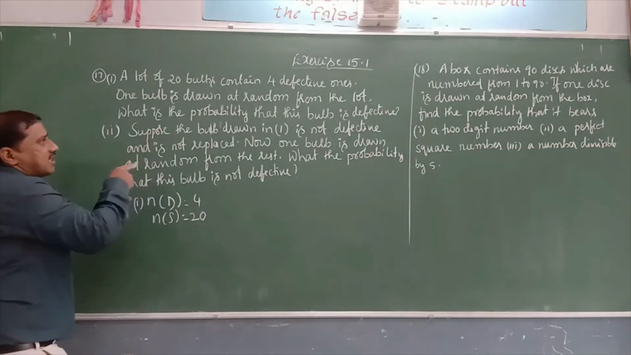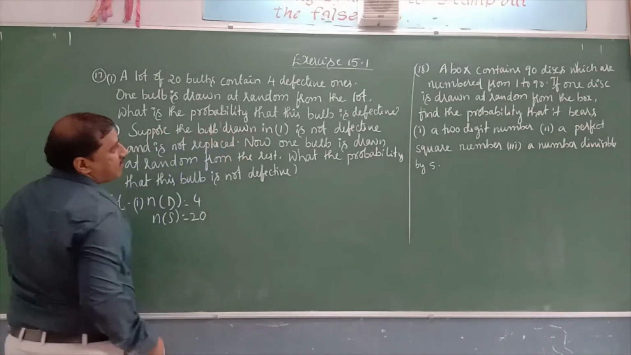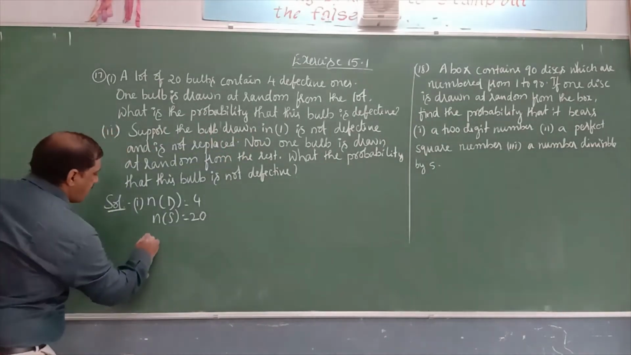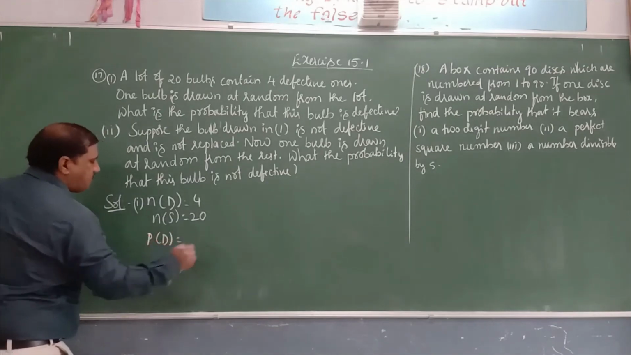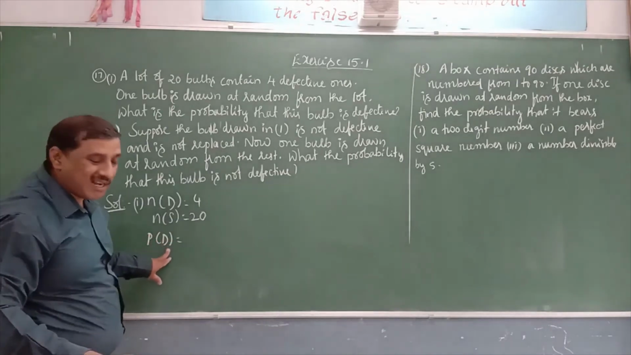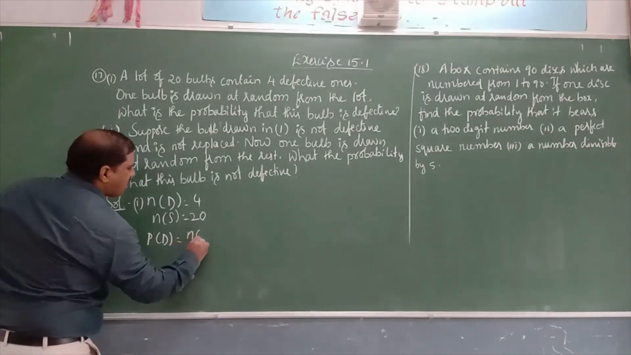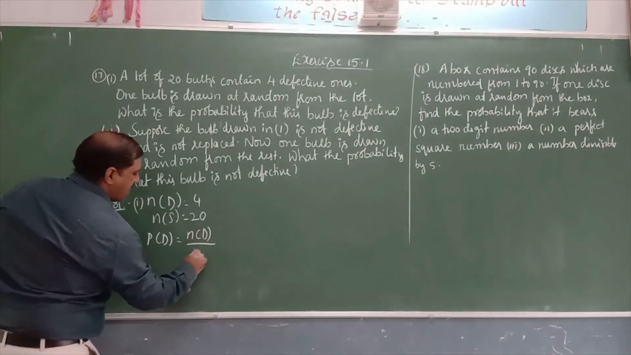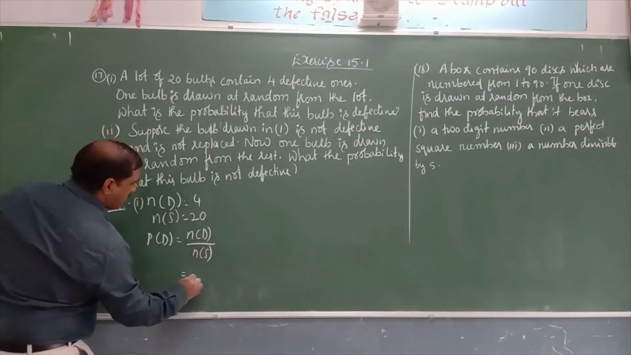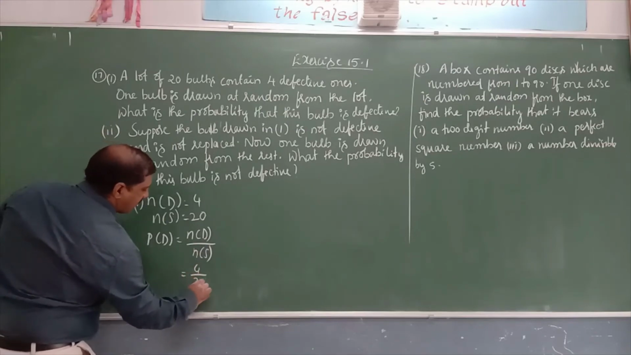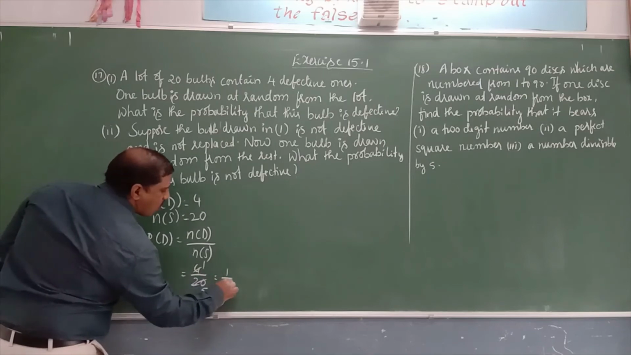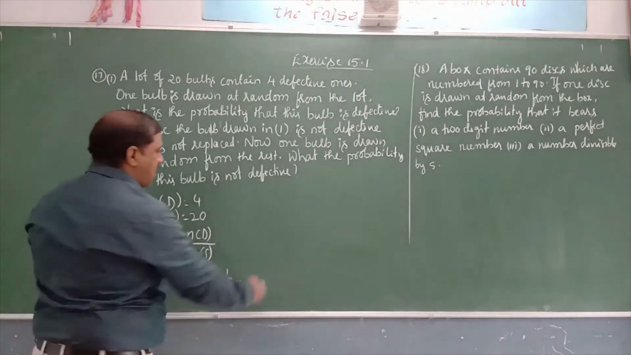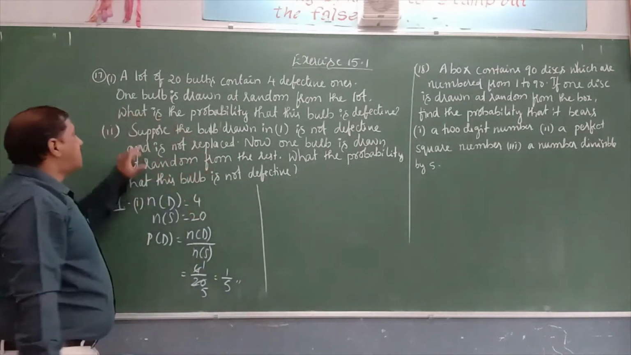Now what is the probability that this bulb is defective? P of D, the probability of a defective bulb, is n of D divided by n of S, which equals 4 by 20. 4 ones are 4, 4 fives are 20. It is 1 by 5.